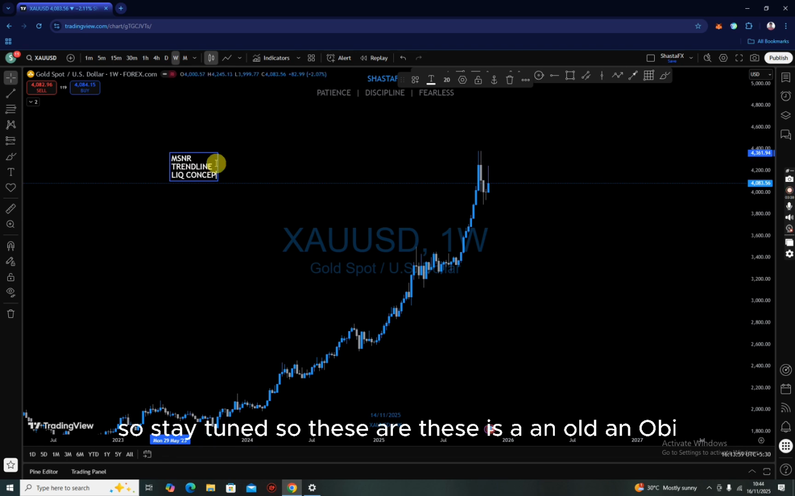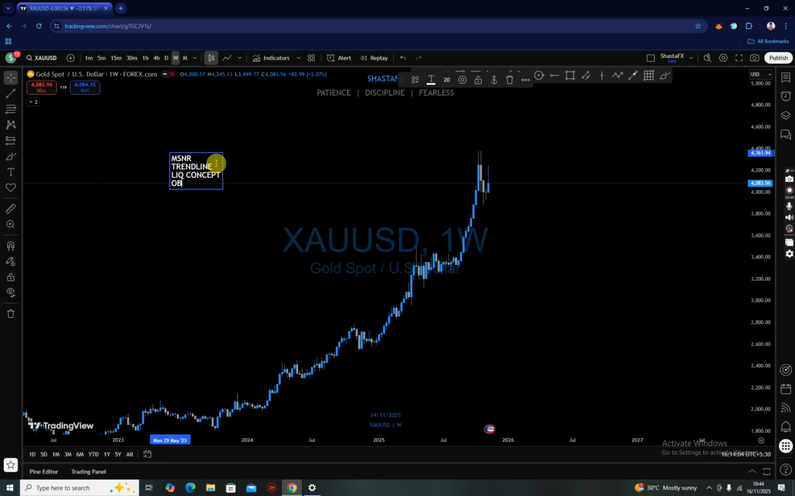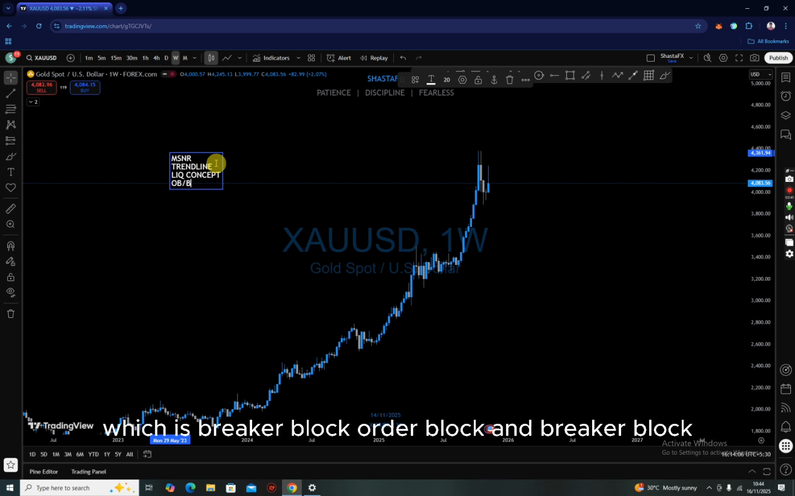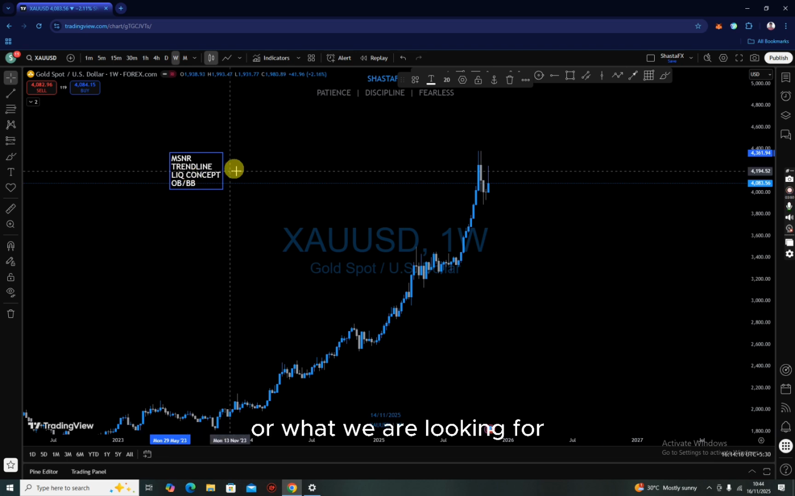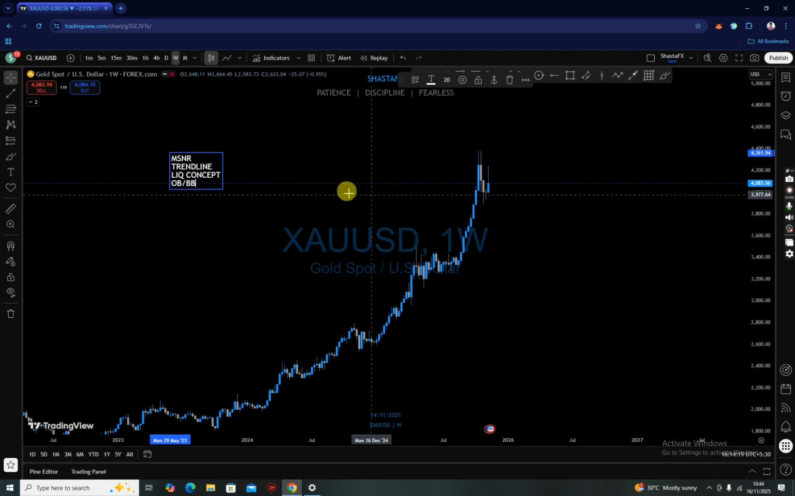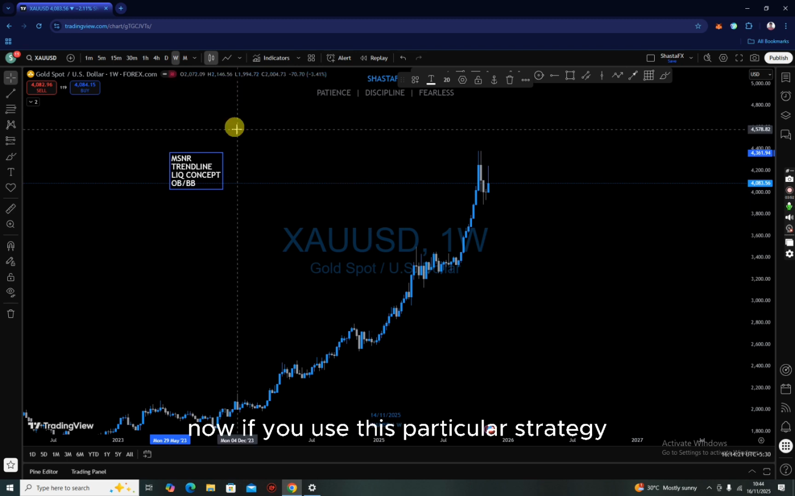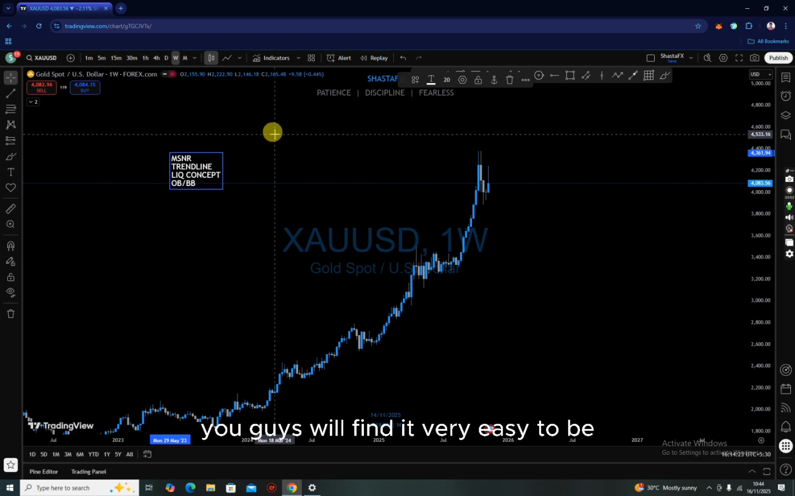So stay tuned. We'll also use OB slash BB, which is order block and breaker block. These are the four strategies we are going to combine to figure out what we are looking for, which is our entry. If you use this particular strategy I'm going to show you, you will find it very easy to pass your prop firm challenge without wasting much time.